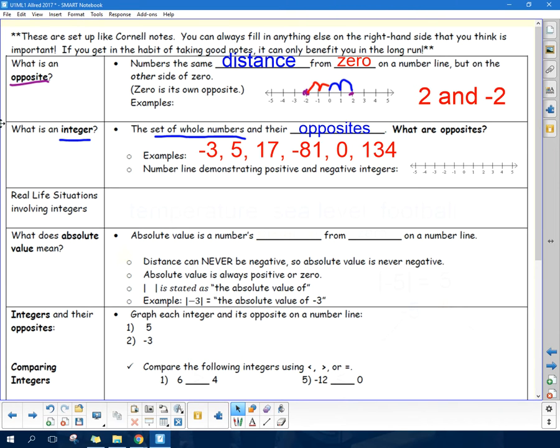There are some real life situations that involve integers like temperature, sea level, and football. If we ever talk about any of those things, or if you ever go outside when it's real cold and it says it's -5 degrees, or you swim in the ocean, or you swim in your pool and you go underneath sea level, you're dealing with opposites when that happens.